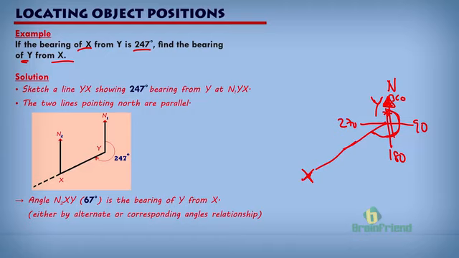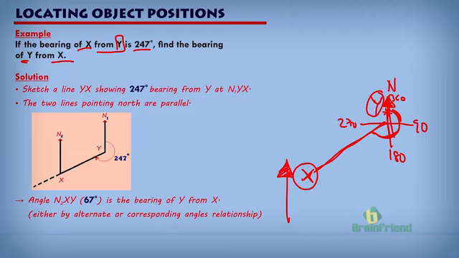Now you have an understanding of what has been asked of us. If the bearing of X from Y is 247 degrees, the words from Y tell you that Y is the reference point. So get your angle 247, draw your line, and then you find the position of your X. So you have your X located there and your Y somewhere there. Now you've been asked to find the bearing of Y from X. So now they are telling you that X is your reference point. What is the bearing of Y now from X?